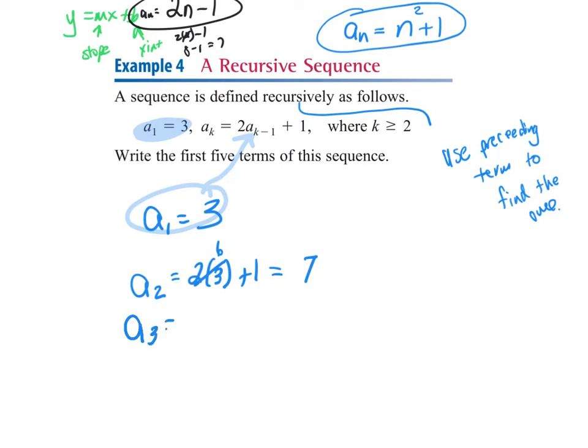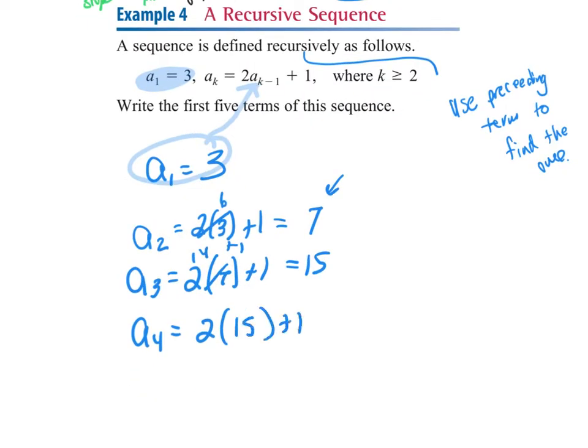Guys, with recursive, I told you we have to use the term before it, correct? So now I'm going to say 2 times, instead of 3, what was the term before it? 7. So I put the 7 there, plus 1. So I have 14 plus 1 is 15. Now to find the fourth term, I'm going to use the formula, but instead of 7, I'm going to use what?